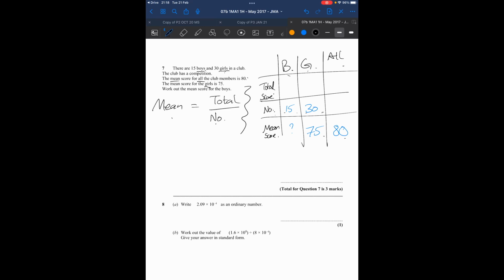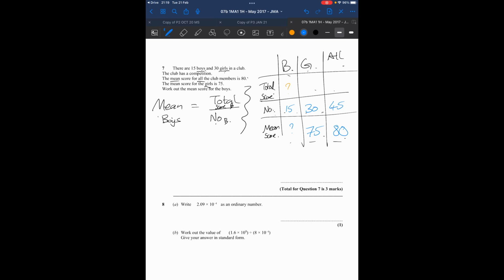To find this out, it's not as easy as just working with these, I'm afraid. It's not going to be 85. What we need instead is the mean score for the boys, and that's the total score for the boys divided by the number of boys. So we're missing an important piece of information. How are we going to find this out? We're going to use other parts of the table. If I assume that they are all boys or girls, then with 15 and 30, I can add those numbers. So in the club in total, there's 45.